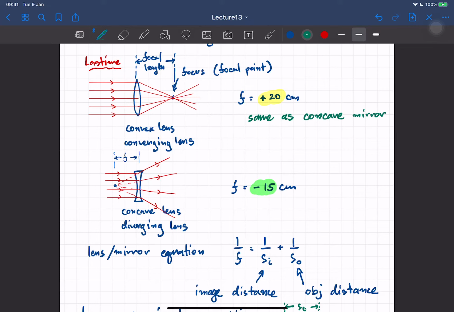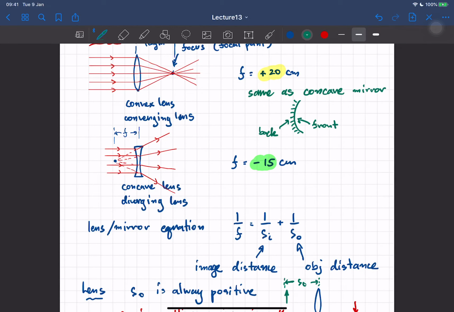What is a concave mirror? A concave mirror is the mirror where the shiny part is on this side. So when I draw the mirror, I'm going to draw the one with shading here. That's the back of the mirror. This is the front. The front is the shiny part, the part that reflects light. Okay, so this is a concave mirror. A concave mirror is going to behave like a convex lens.